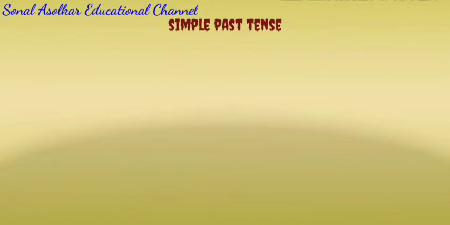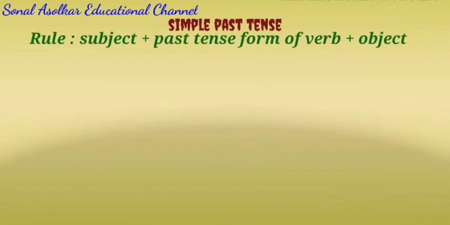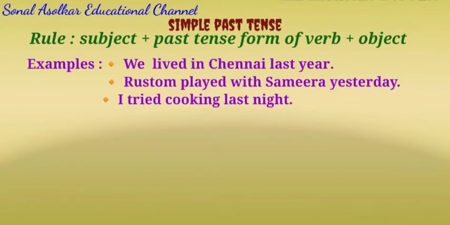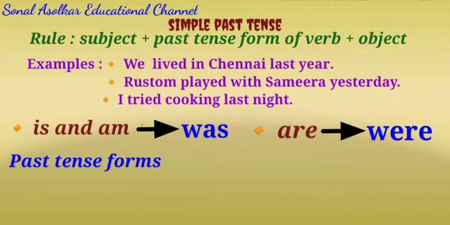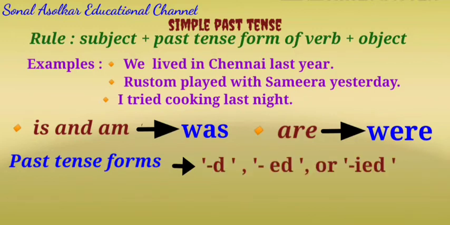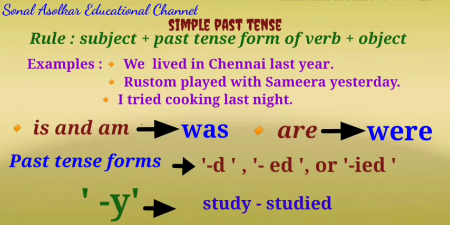Then next point also you have to remember, the simple past tense describes actions that are finished or complete. Rule: subject plus past tense form of verb plus object. Examples: we lived in Chennai last year. Rustam played with Samira yesterday. I tried cooking last night. In the simple past tense, is and am we have to write was. Are we have to write were. The past tense forms of most words are made by adding d, ed or ied. For a few words that end in y, such as study, studied.